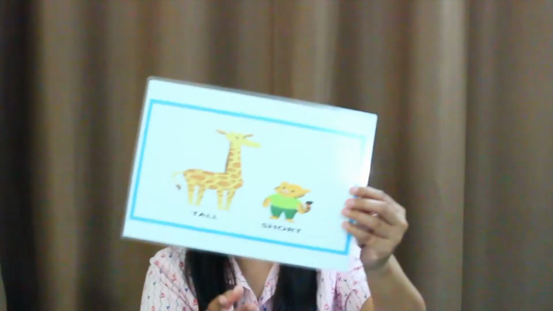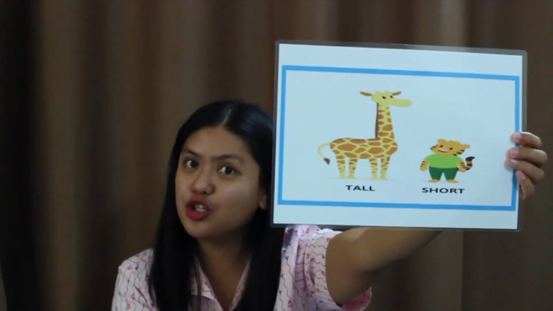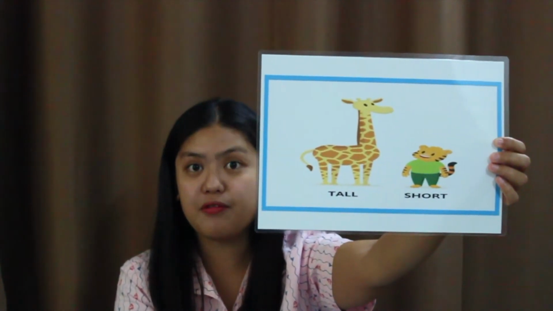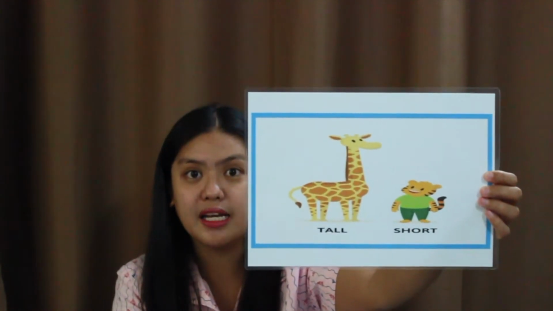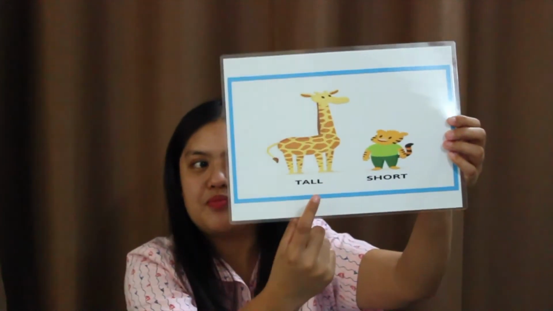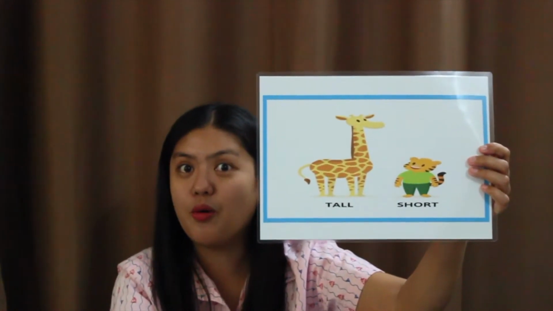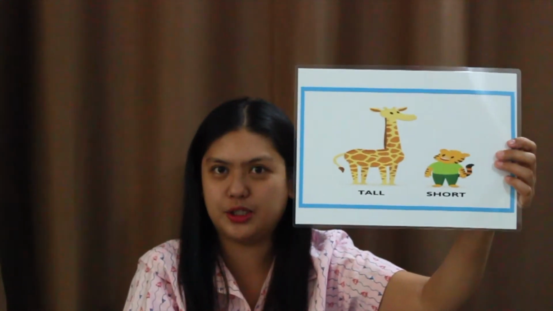I will show you some pictures and let's identify what they are going to measure. First picture, this one. Tall and short. They are referring to your height, how tall or how short you are. This measures your centimeters or the meters. How high, how tall, or how short are you?